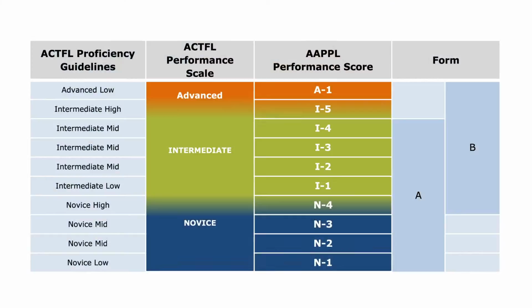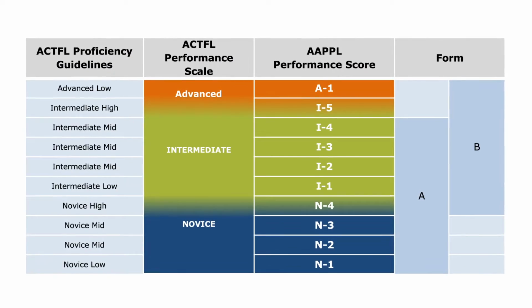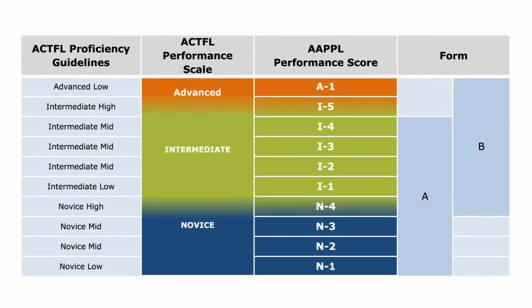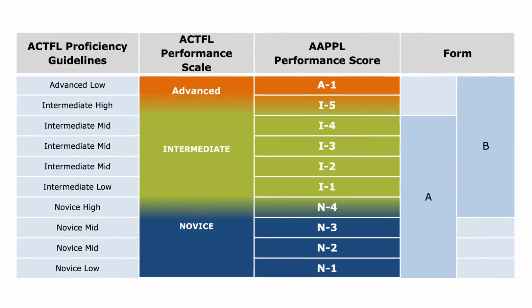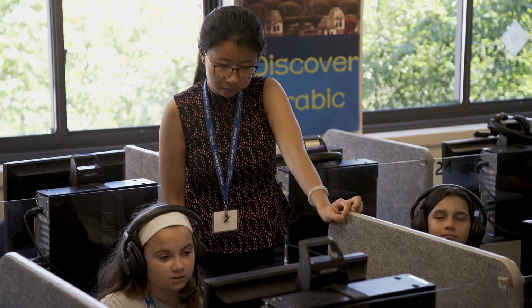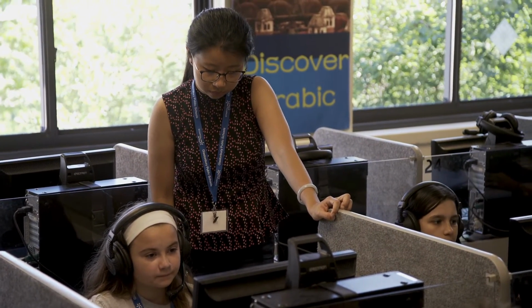So the beautiful thing about the AAPPL is it combines the proficiency range with the performance scores. The performance scores are more granular. So you can actually identify movement within a proficiency range, and you can identify movement within a sub-level of a proficiency range. So for me as a teacher, that's very helpful because I can actually document my learners' growth.